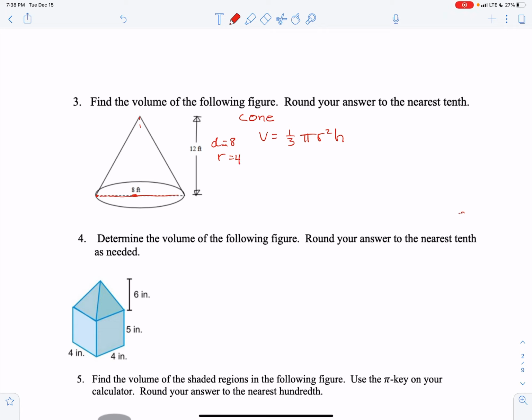All right, the height from the highest point in our cone, we drop it down so it forms right angles with the circular base. We see that that's 12. So it's 1/3 times pi times 4 squared times 12.